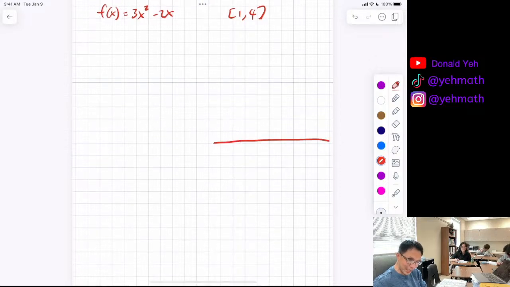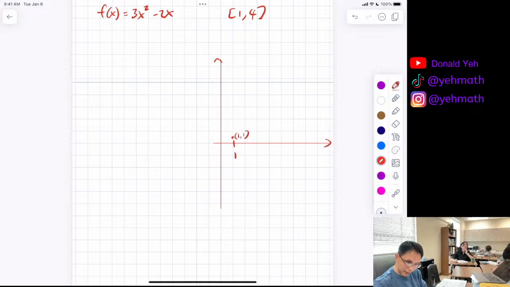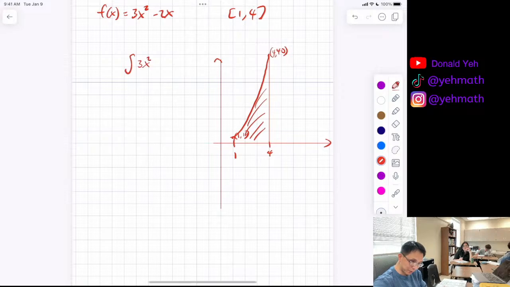Now imagine that I have this area. We talked about this yesterday. At 1, I'm going to get (1, 1). At 4, I'm going to get something like 40. And I'm going to get some type of graph like this. This has some type of area, like a red area. We don't know what the area is, but for the red area, I can take an integral of 3x squared minus 2x dx between 1 and 4, right?